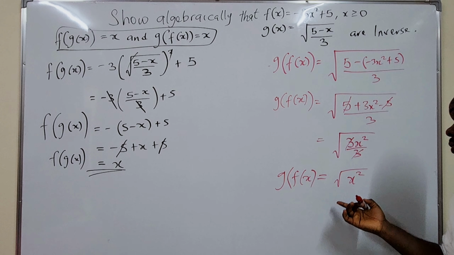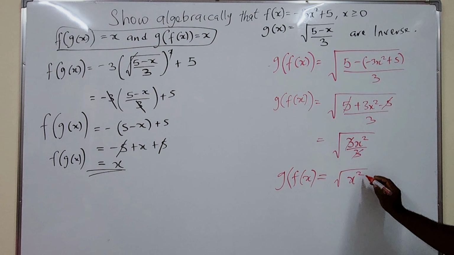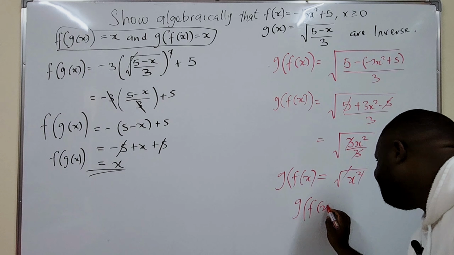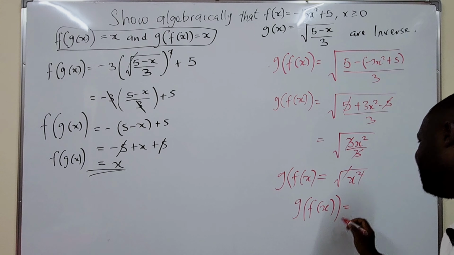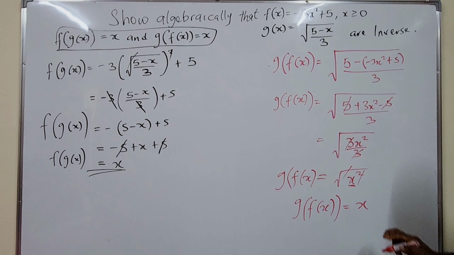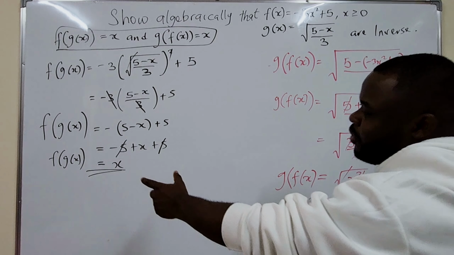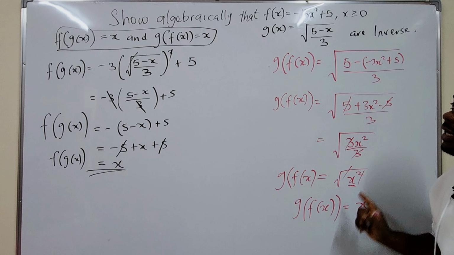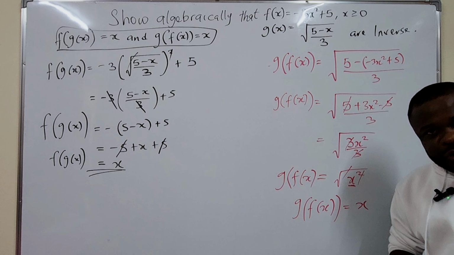So what can we do here? Of course, you can guess right. The square root will cancel the square. So we also prove that g of f of x is also x, because when this cancels this, what we have left is x. So we also prove that the composition of these two functions is equal to x. And that is how you solve this type of question.